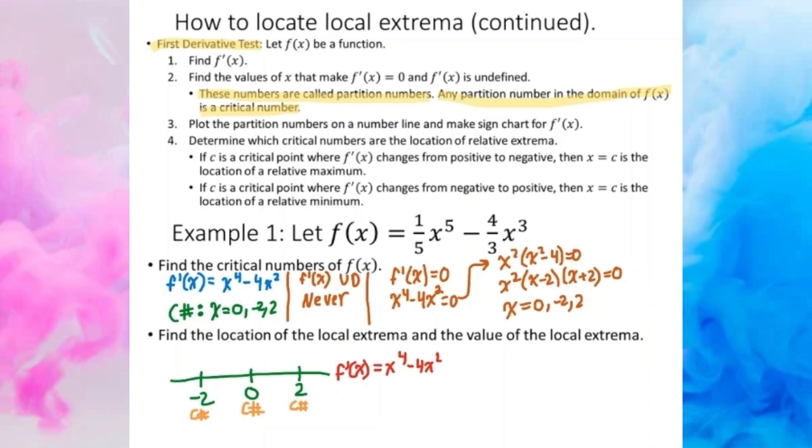For example, for values of x less than -2, we could pick x equals -3. If we plug -3 into our derivative, we get a positive value. For x between -2 and 0, we can pick x equals -1.